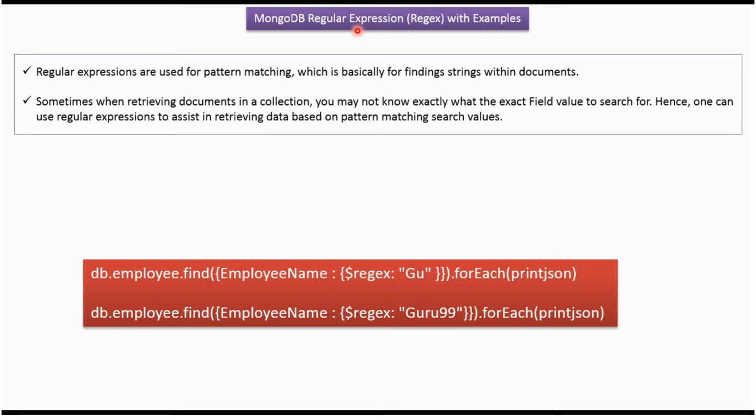In this video tutorial, I will explain how to use regular expressions and get the documents from the collection. Regular expressions are used for pattern matching, and using regular expressions we can find strings within the documents. Sometimes when we retrieve documents from the collection, we may not know exactly what field value we have to search for. In that case, we can use regular expressions.